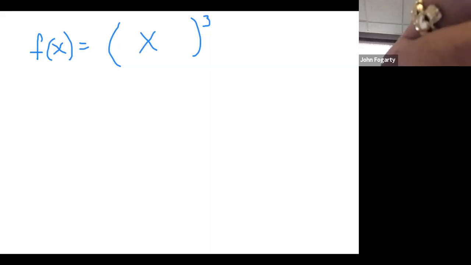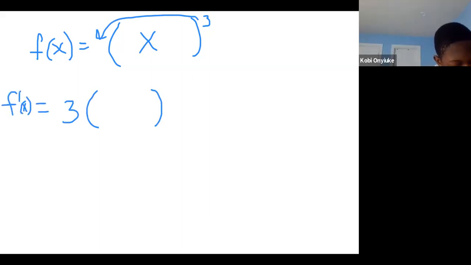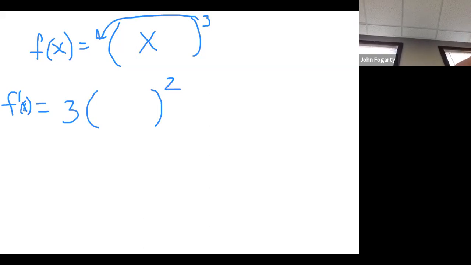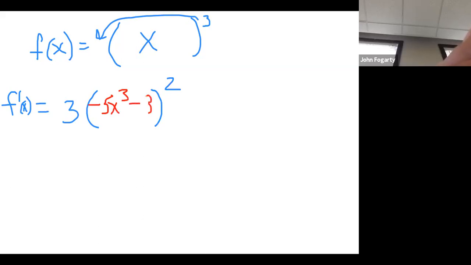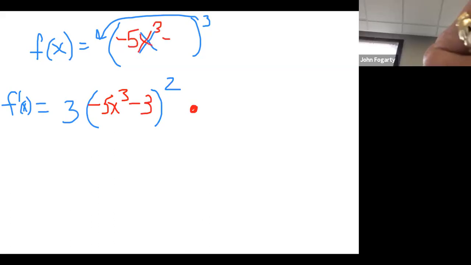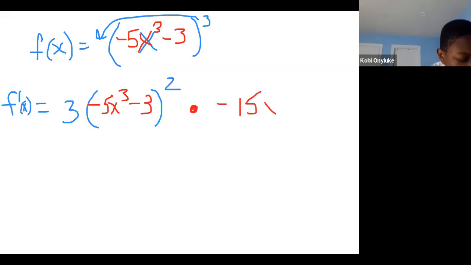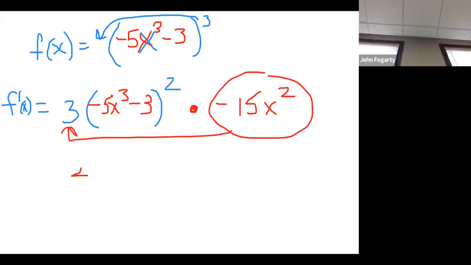So let's take the 3 and move it out front. And what's the exponent now? 2. To the second power. Good. And what do we have inside? We have negative 5x to the third minus 3. And then to that, we're just going to multiply what? Whatever the derivative of what's inside the parentheses is. Go. Negative 15x squared. There you go. And then we can just take this and multiply it to that times this.